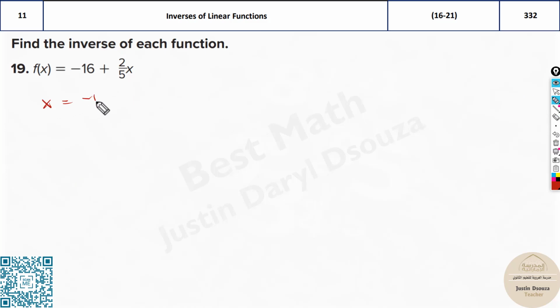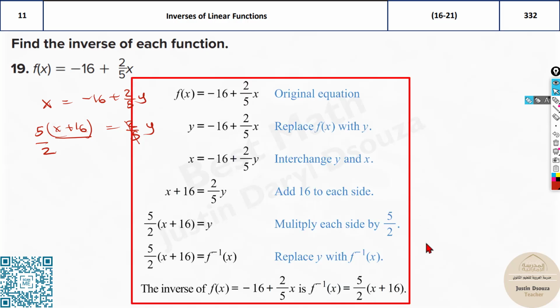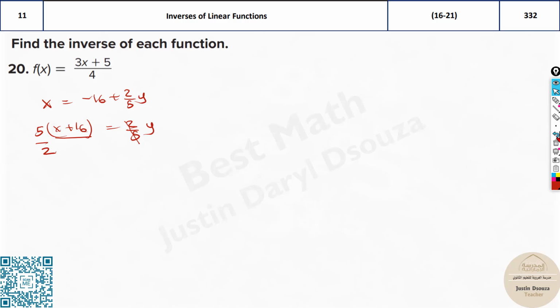X is equal to minus 16 plus 2 by 5y. It will be x plus 16, sorry, I'll write equal to 2 by 5y, this 5 to the other side, and divided by 2. So that would be the answer, that is y, this goes off. So it's 5 by 2 times x plus 16. And here, again, another simple one.